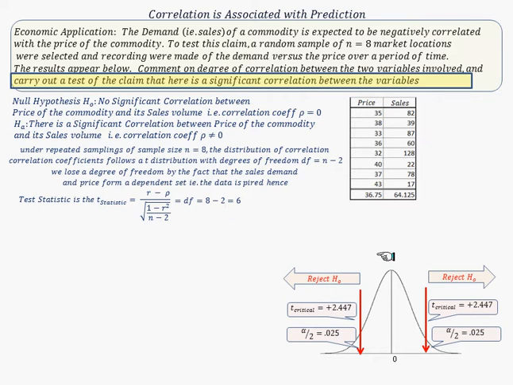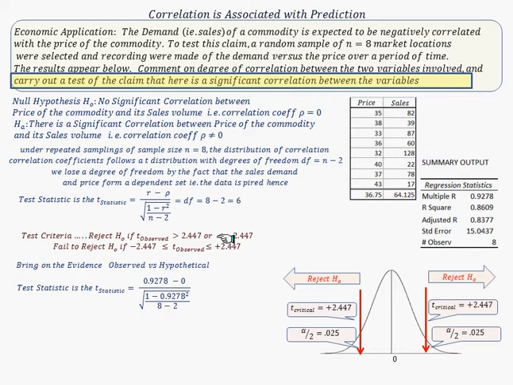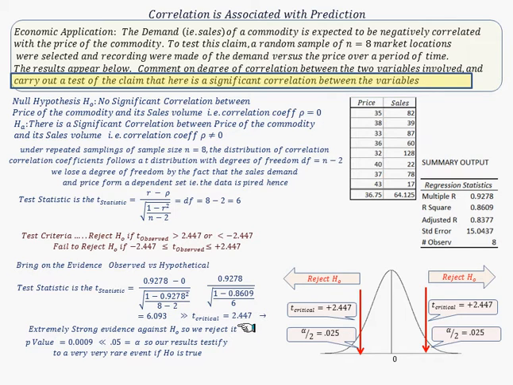And we look at the t-distribution, and we see here the test criteria. And here's the output. We're going to use this as the r, and this is your r-square. Plug these in the formula here, and the evidence is given here, 6.093, far greater than our t-critical value. This is extremely strong evidence against H0. So we reject it. So this suggests the model is a very, very powerful model for prediction purposes.